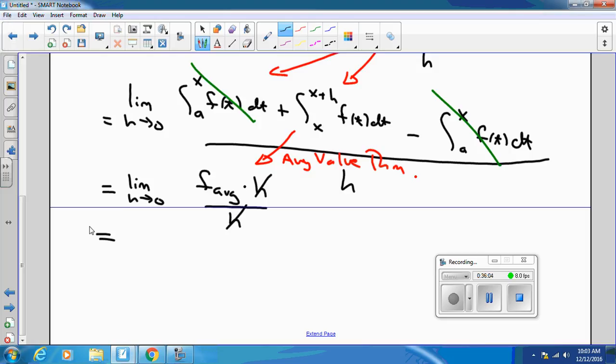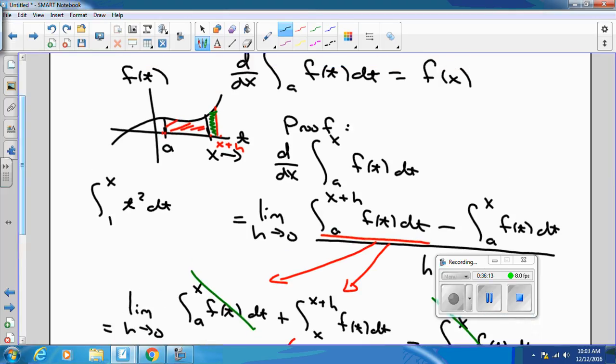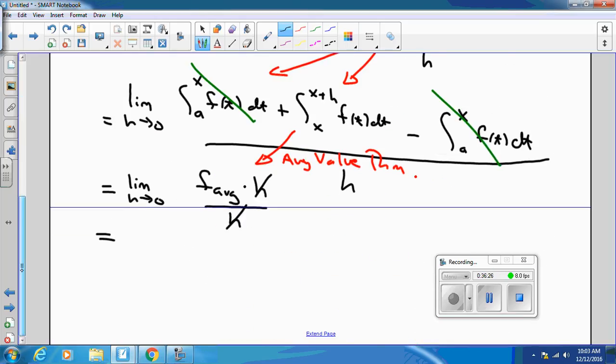And so, you can see where this is going. I'm now going to take the limit as h goes to 0 of f average. But keep in mind that f average is between f max and f min on a given interval. And the interval that we're talking about is the interval from x to x plus h. So that as h goes to 0, f min and f max are the same value, which is f of x.